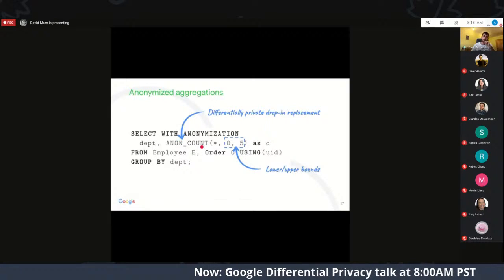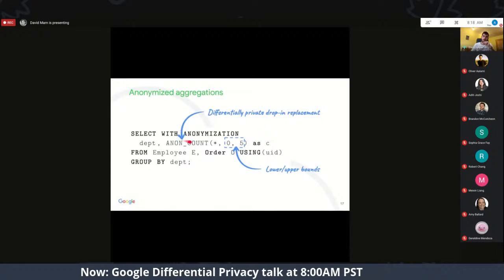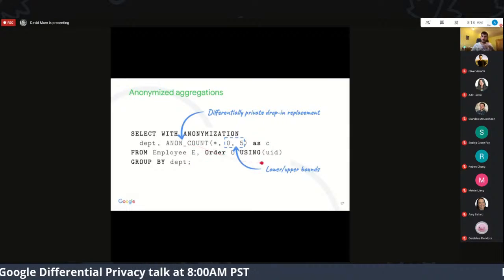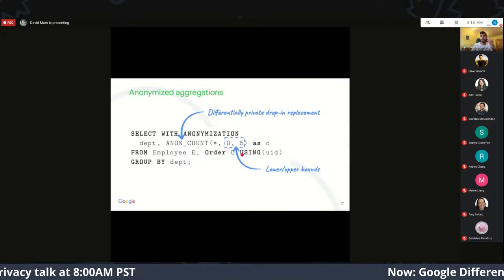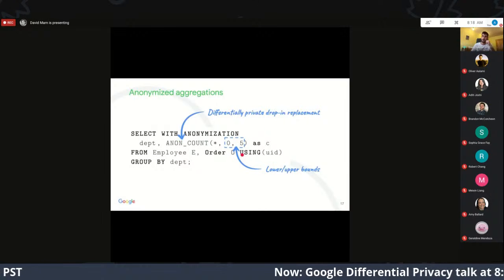Okay, so here's an example of using it. We simply replace count with an anonymized count, and we can now provide these bounds that will limit the sensitivity of this differentially private query.